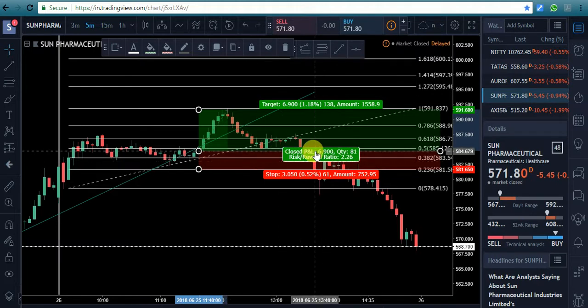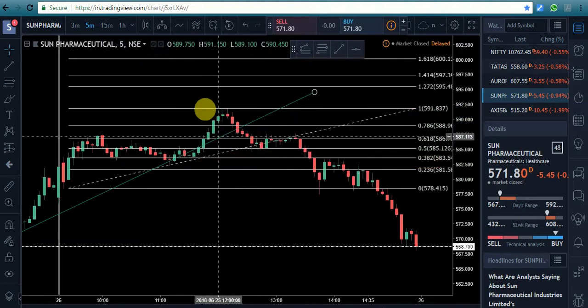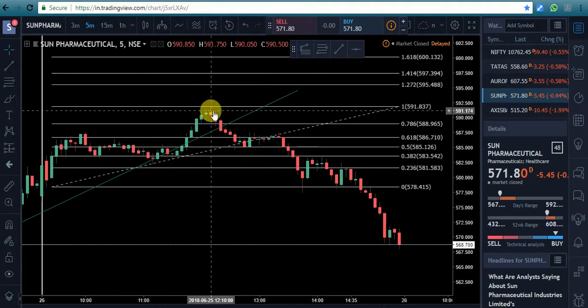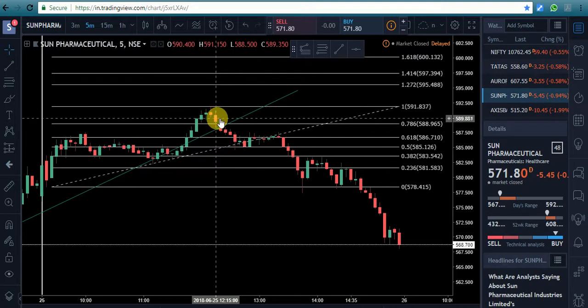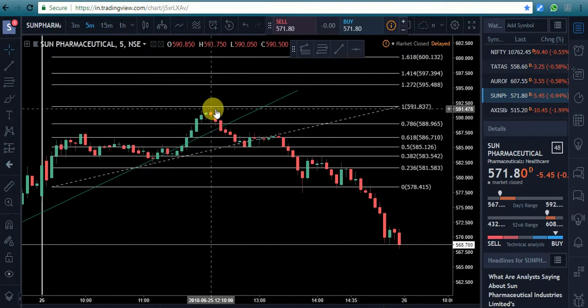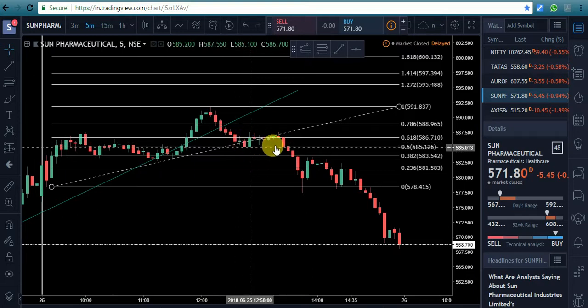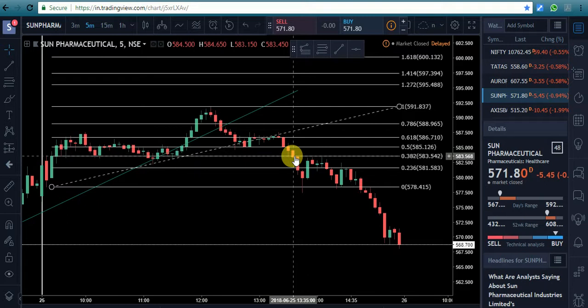I don't prefer this, but I wanted to tell you about risk to reward also. See, almost 1% it moved up. So it's very good, that Fibonacci. See what happened after that. It went up to this level, then it gave a rejection from here, then it started falling. No, I didn't take a trade here, again I didn't take a trade here, I didn't take a trade here.